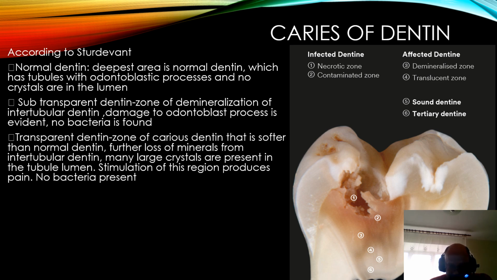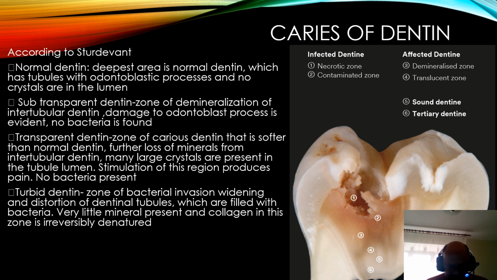Next zone, transparent dentine, a zone of caries dentine that is softer than normal dentine. Further loss of minerals from intertubular dentine. Many large crystals are present in the tubule lumen. Stimulation of this region produces pain. No bacteria present.